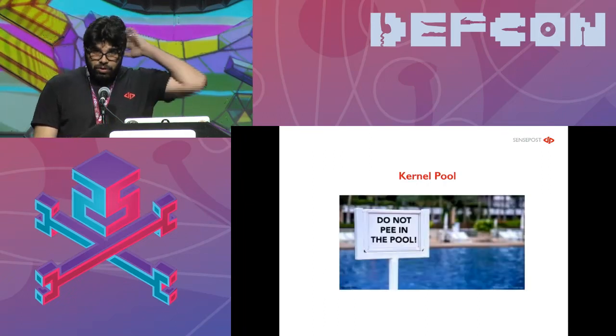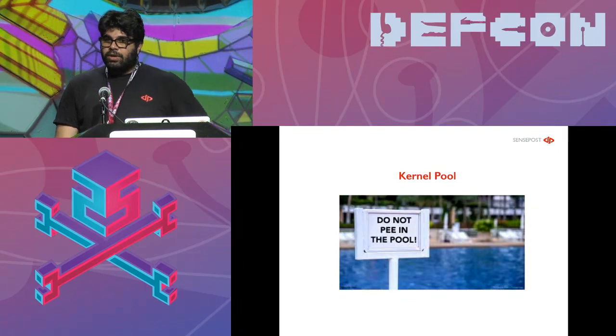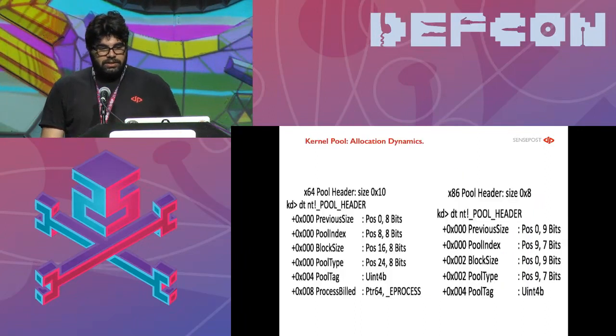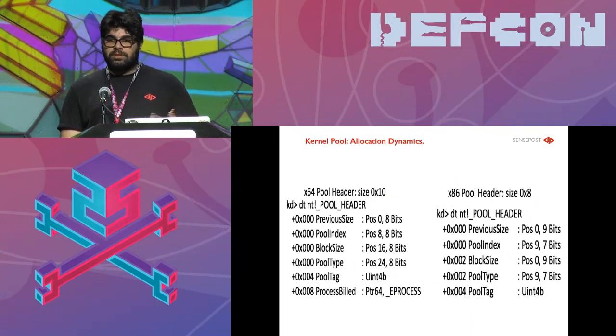The first thing that I have to talk about before we get into the juicy stuff is the kernel pool. You can think of the kernel pool as the heap memory that the Windows kernel uses. The first thing about the kernel pool is that any object allocated to the kernel pool will have a pool header attached to it. For 64-bit systems, this header is 16 bytes in size, and for 32-bit systems, this header is 8 bytes in size.